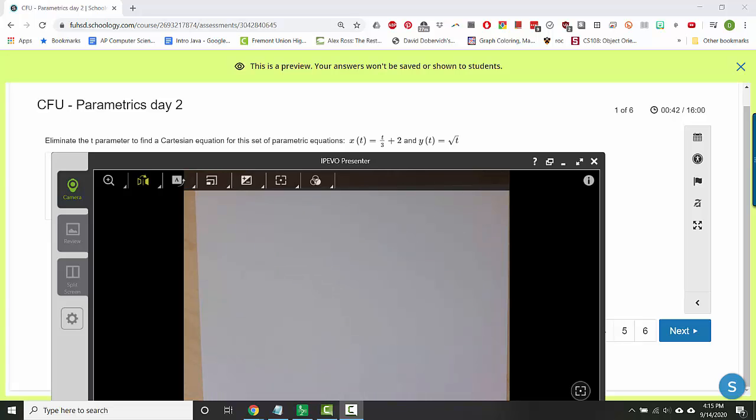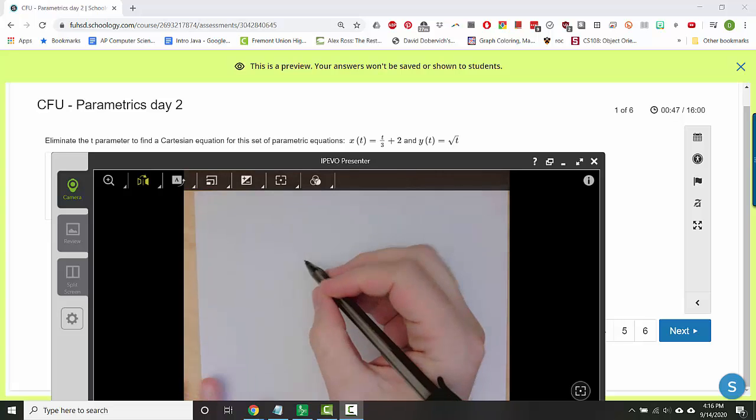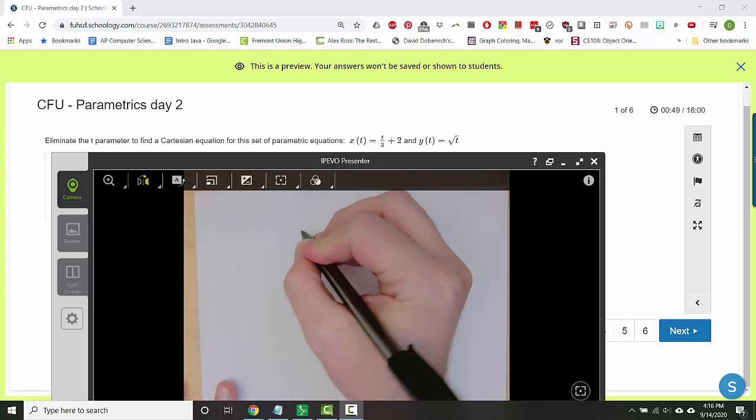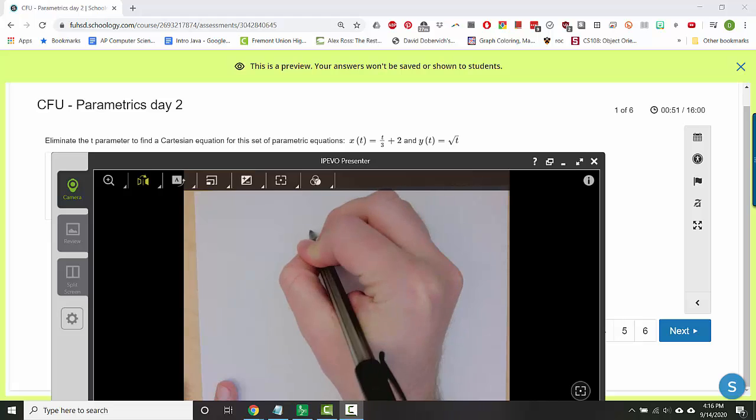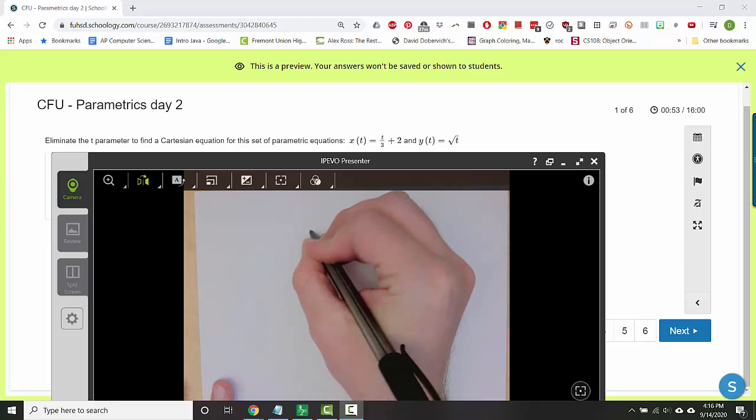Hi everyone, I thought I'd just really quickly go through the check for understanding problems today and solve them myself so that you could see an illustration of their solution. So first it says eliminate the parameter to find a Cartesian equation for this set of parametric equations.